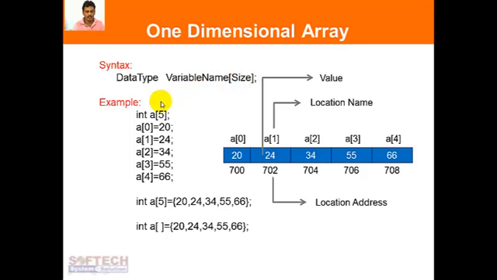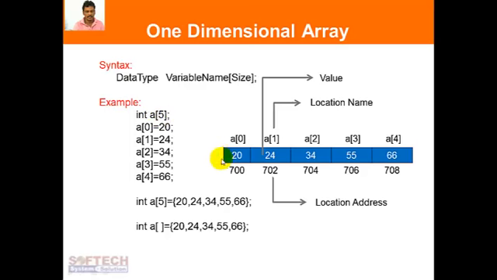Now in the example, integer a of 5. So the data type is integer, a is the variable name, and 5 is the total number of locations. So integer a of 5 allocates 5 integer locations. Each location requires 2 bytes. So a total of 10 bytes is allocated in the name of a.